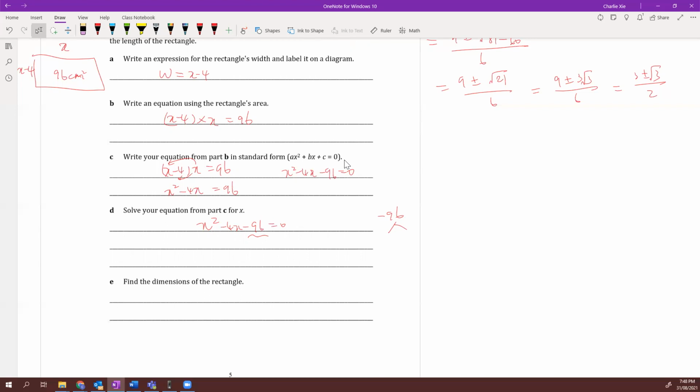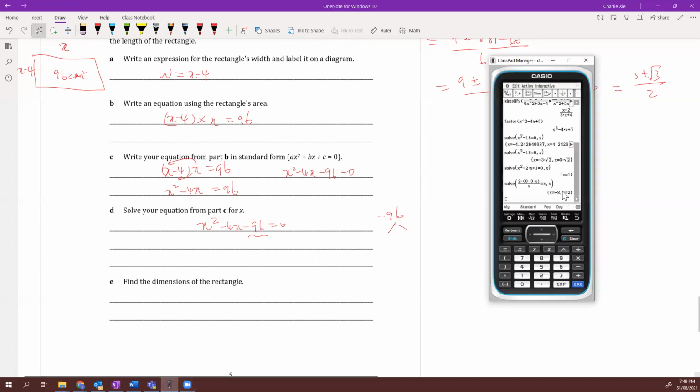All right, let me think about this. 16 times 6, but that's not 4. Not 4. Okay, if that's the case, this is technology active, so I'm going to use my calculator.